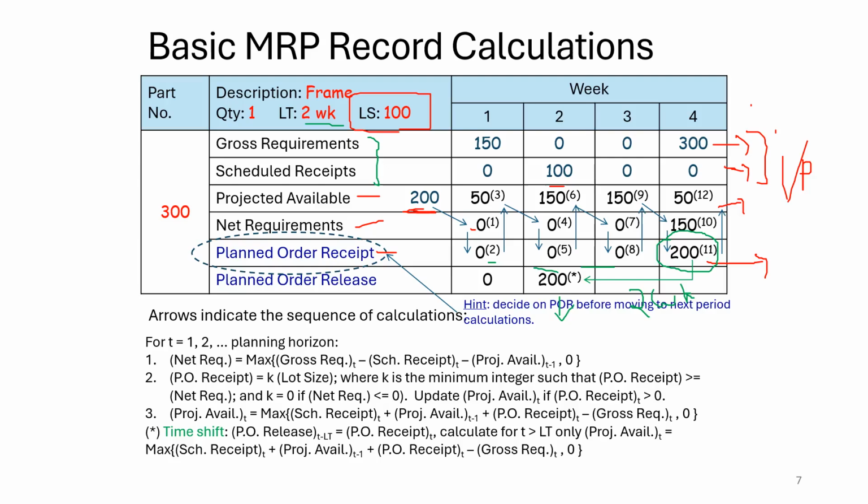So overall we've taken a look at how, for an input gross requirement and scheduled receipt data, we calculate the projected available capacity, which is the inventory, the net requirements, the planned order receipt and the planned order release for a particular part in our MRP system, which is the frame.